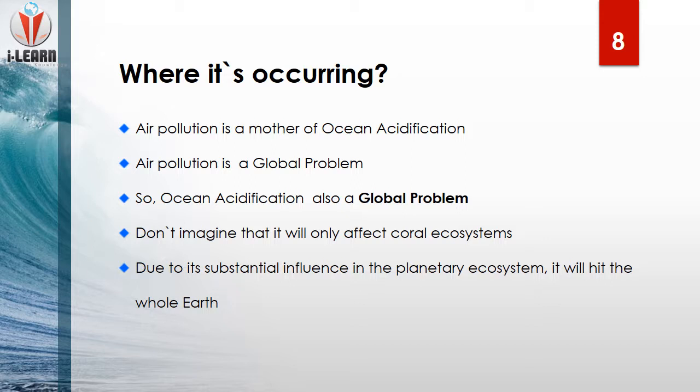But air pollution is a global problem. It can spread at rapid speed with the help of the movement of the air, so air pollution is considered a global problem. Here I want to remind you that ocean acidification occurred due to the dumping of carbon dioxide into the atmosphere. So easily we can say air pollution is the mother of ocean acidification. While the mother, air pollution, is a global problem, definitely the child, ocean acidification, is also a global problem.